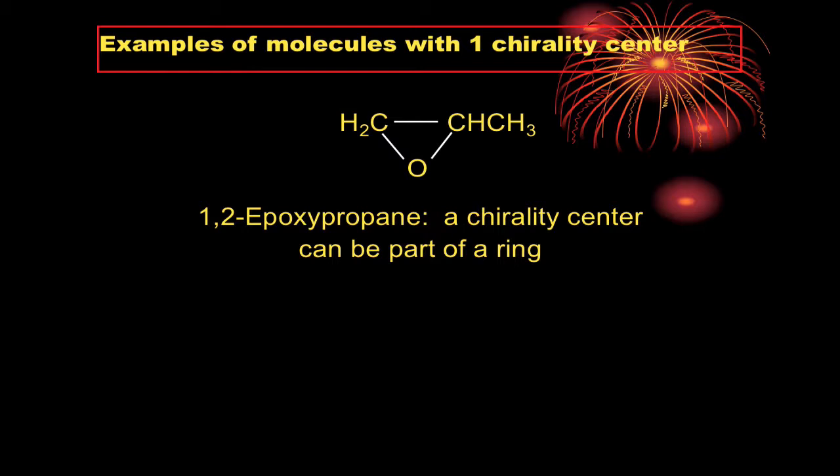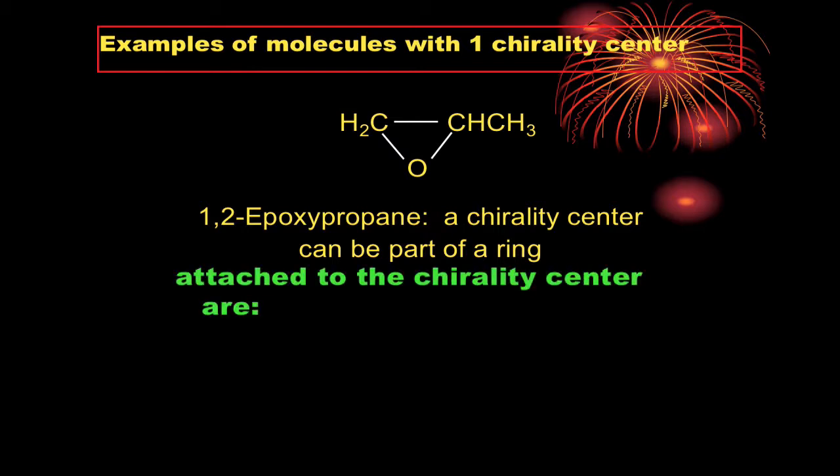Chiral centers can be parts of rings. Where's the chiral center on that molecule? The CH. That is the chiral center. Okay? And what we do when we look at that, we notice that it's attached to a hydrogen. It's attached to a methyl group. It's attached to an OCH2, but it's also attached to a what? A CH2O. So going this way, it's connected to something different than going that way, right? Even though it's part of a ring.